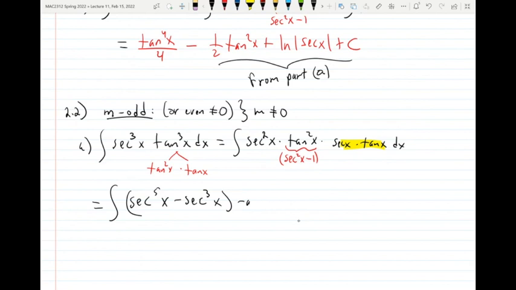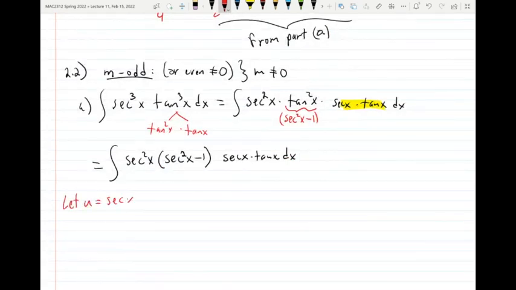So let me rewrite this then. We have secant squared times secant squared minus 1, secant tangent, and we are ready.